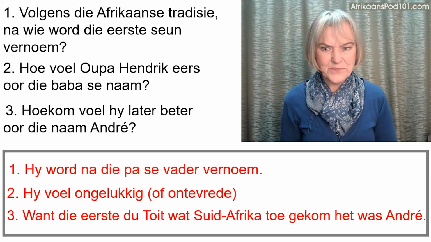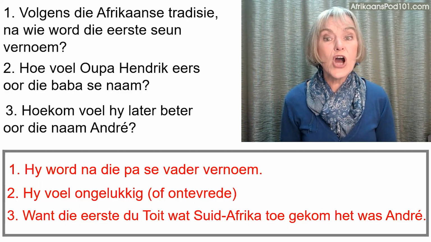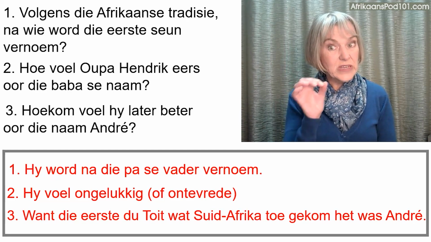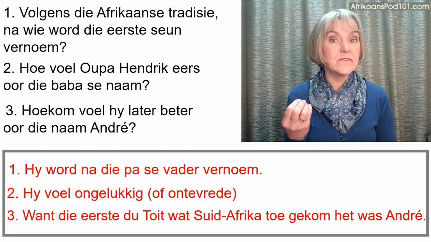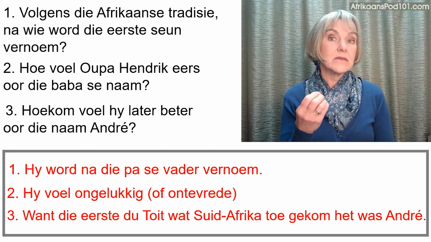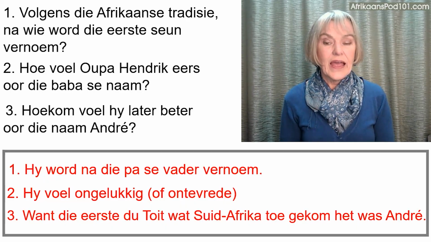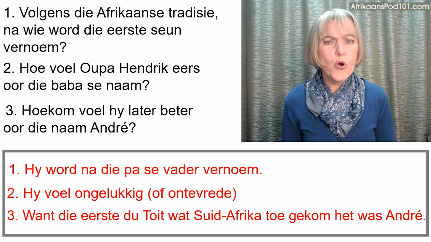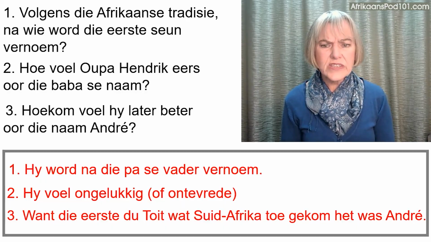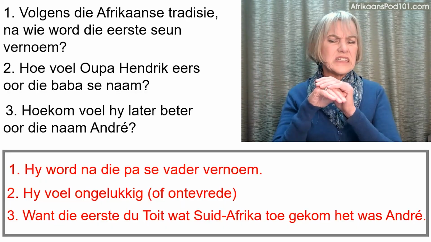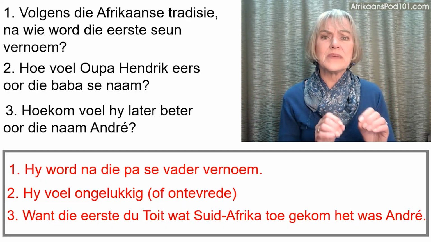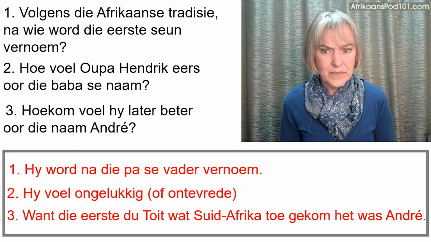That's the tradition. Hoe voel oupa Hendrik eers oor die baba se naam? So how does he at first feel about the name André? And the answer is, hy voel ongelukkig of ontevrede. Ongelukkig means unhappy, ontevrede means dissatisfied.